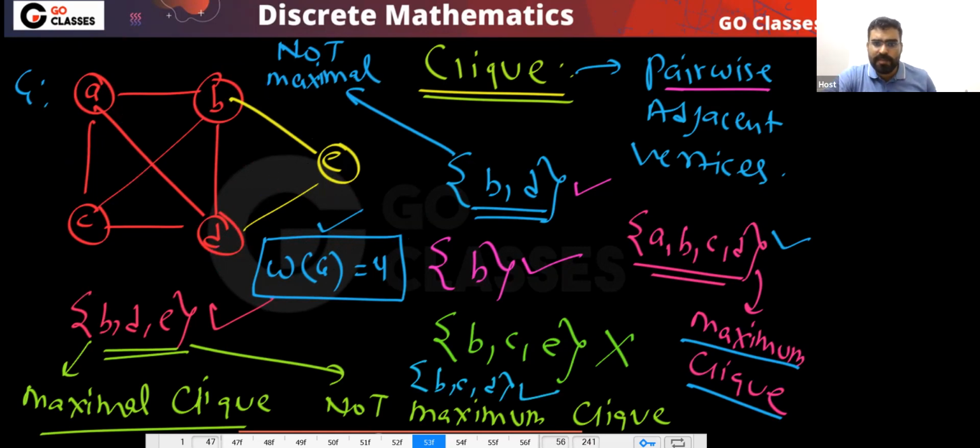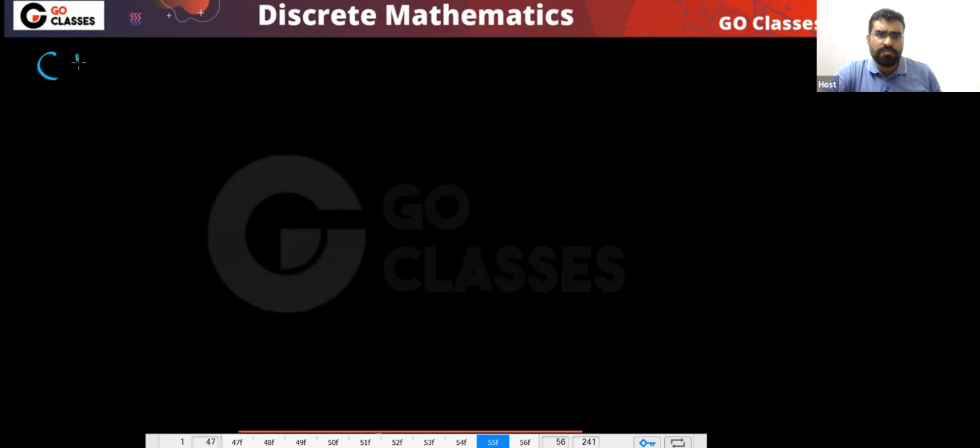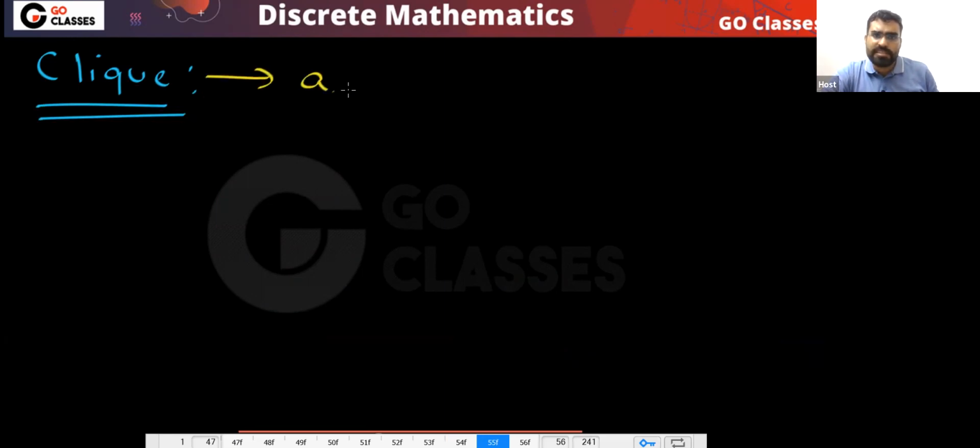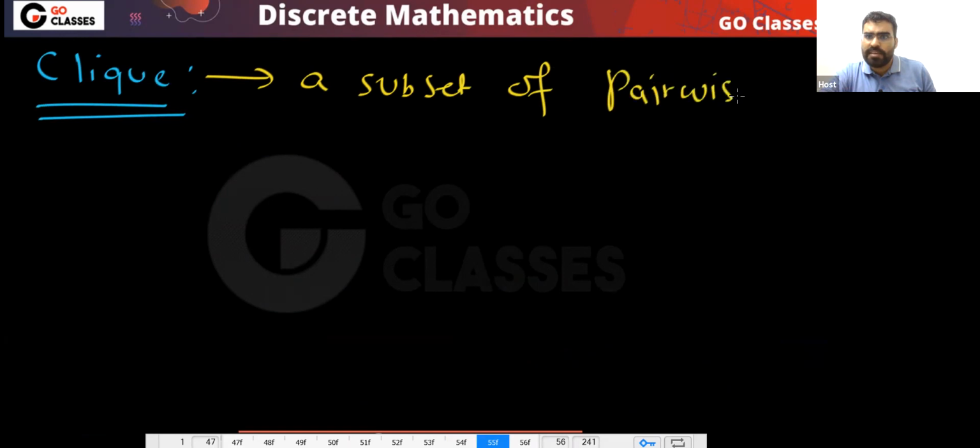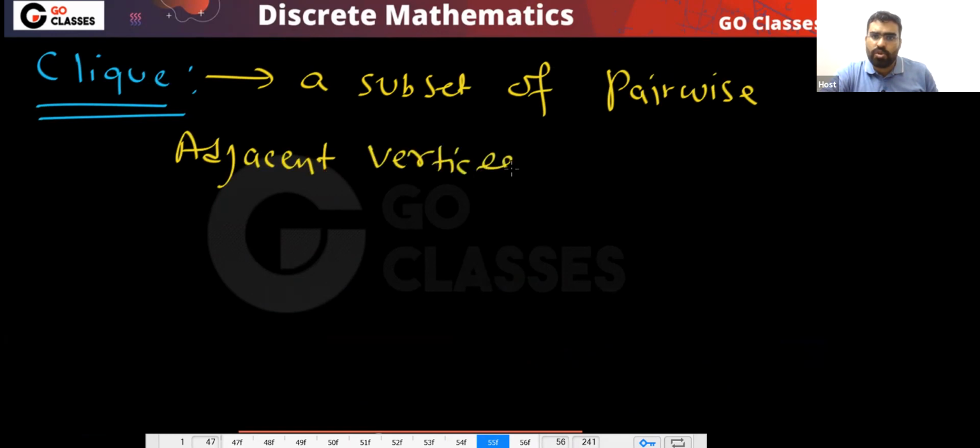So remember, what is a clique? If you notice, this is very simple to observe. In a clique, every two vertices are adjacent. A clique is a subset of pairwise adjacent vertices. Okay, this is your clique.